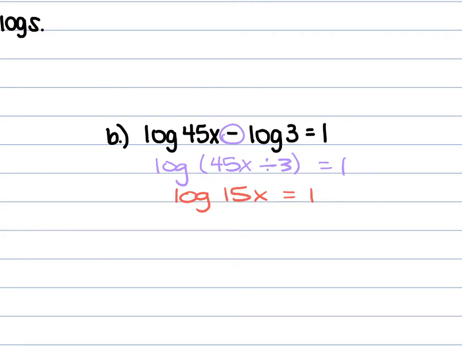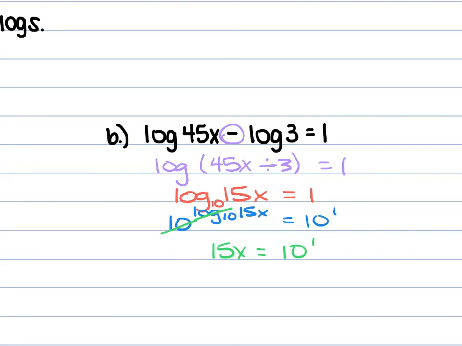You have a base of 10 here because there's an invisible base. There's no base written, so it's an invisible 10. So we're going to take 10 and have that be the base on each side. So from here, that log with that base of 10 is actually going to cancel out. So the only thing that we have is the 15x is equal to 10 to the first power, which is just 10.